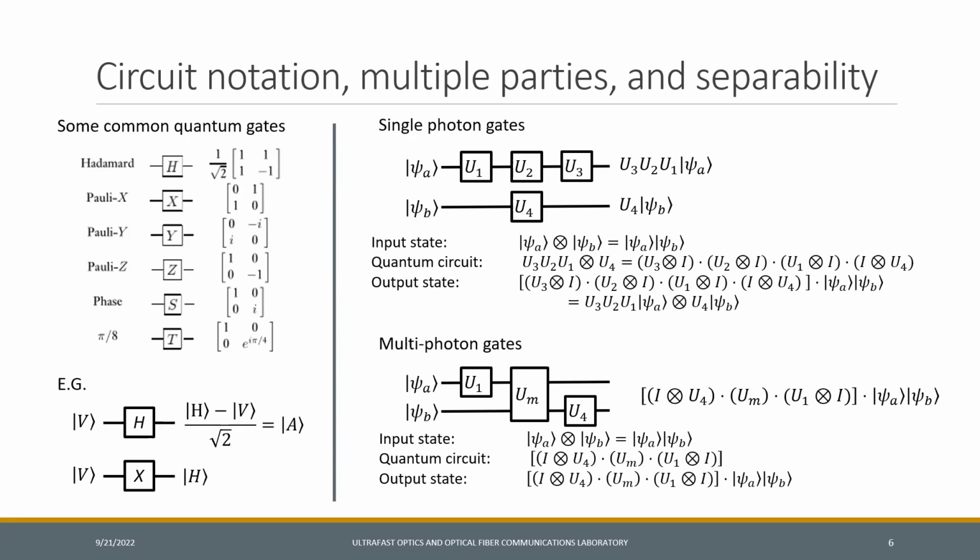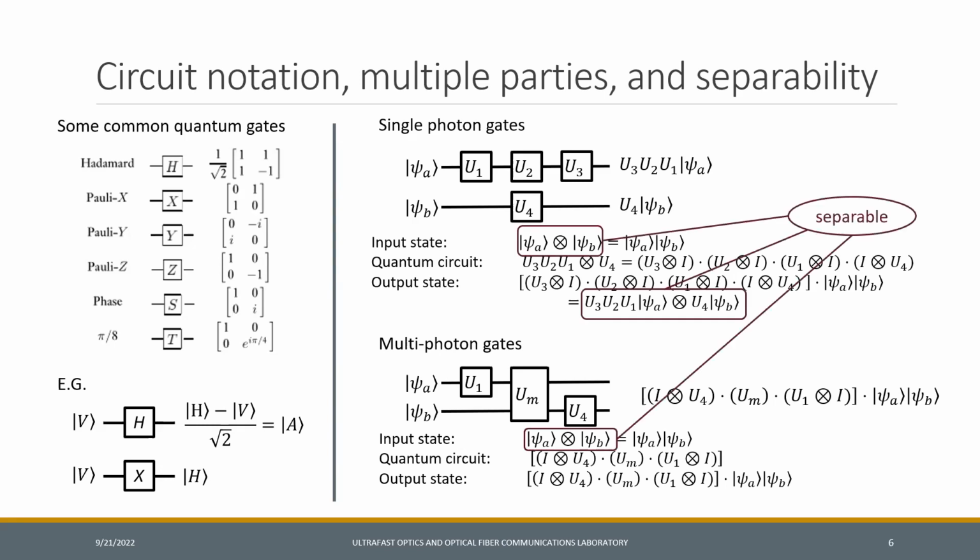So this input is considered to be separable because state A and state B have nothing to do with each other. They could have come from totally different places. They have no relation, they have no dependence. And because state A is operated upon by these 3 single photon gates, and state B is operated on by just some other single photon gate, they still have nothing to do with each other at the end of the circuit. So they started in a state that we'll call separable, and they also still end in a state that's separable. These input and output are separable states.